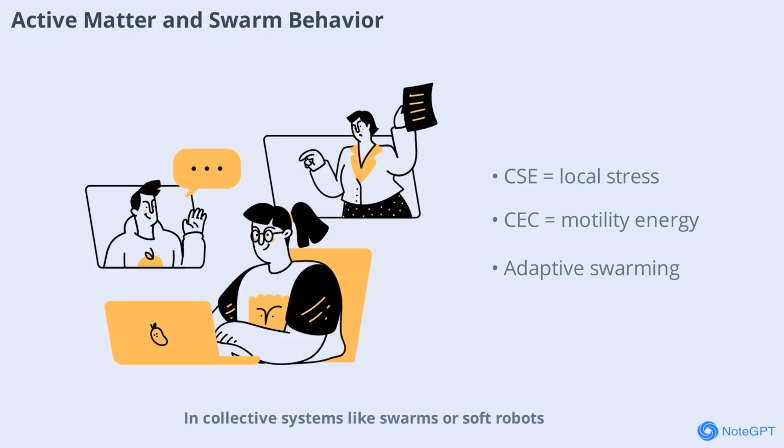In collective systems like swarms or soft robots, CSE can be local stress or deviation from desired patterns, while CEC is the local damping or motility energy. By adjusting CEC based on CSE, the system can stabilize flocking patterns, reduce collisions, and control phase transitions. This principle enables adaptive, resilient collective behavior.